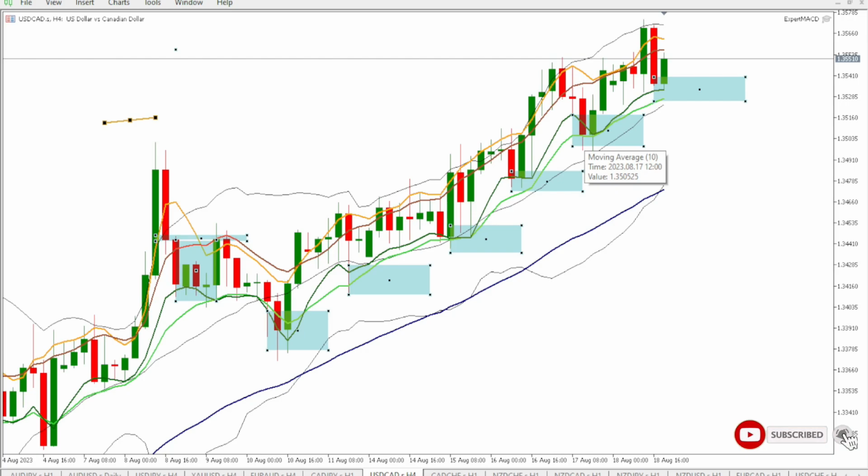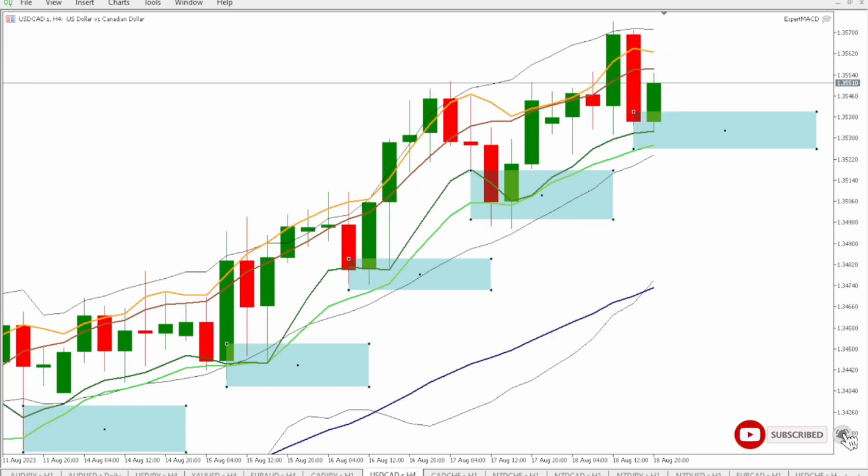Re-entry points for uptrend is always the MA5 or 10 low. Now we can see we can't just enter this trade because price has already almost reached our take profit, which is moving average 10 or 5 high right here.